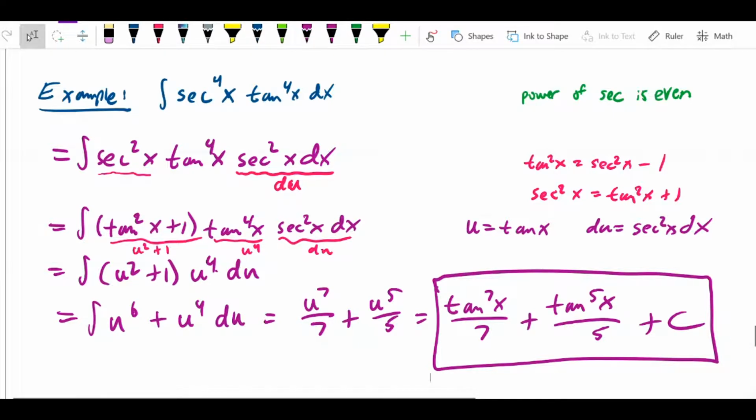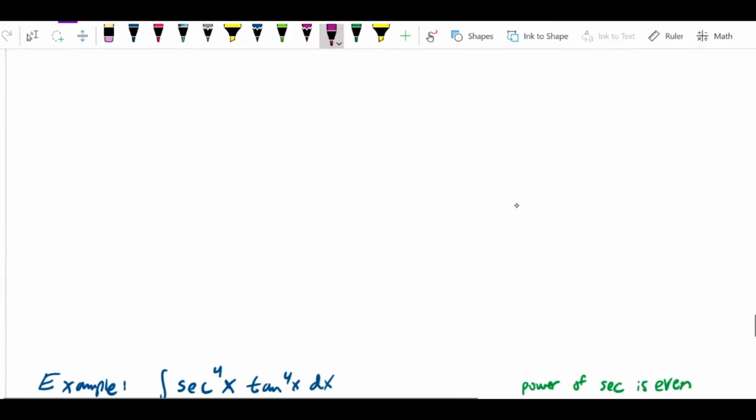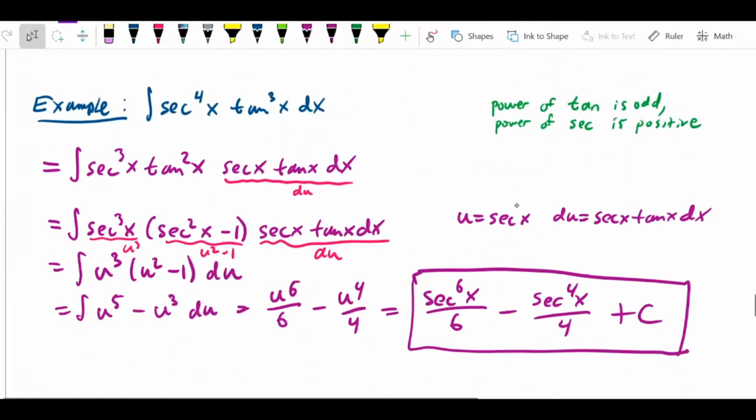As we just went over, the reason that you need the power of secant to be even in order to use this technique is that when you take out a secant squared, you need the remaining power of secant to also be even, so that you can use this identity to convert the secant into tangent. Let's go back for a minute. That sort of explains why you need the power of tangent to be odd in this case.